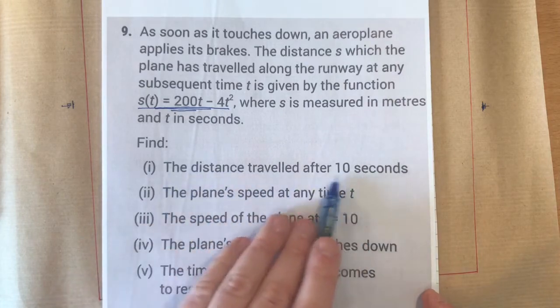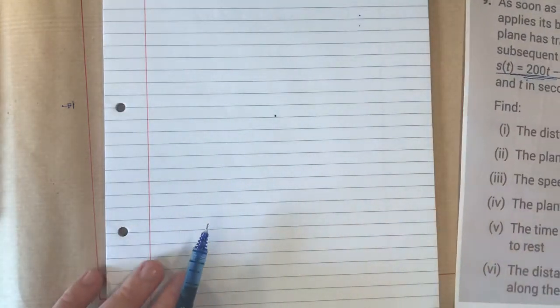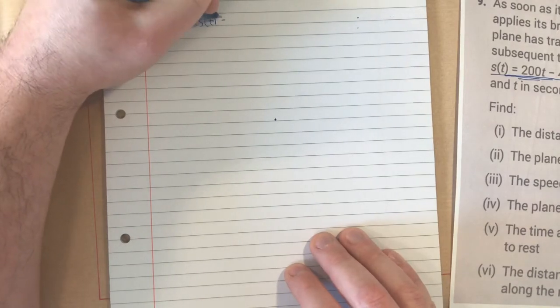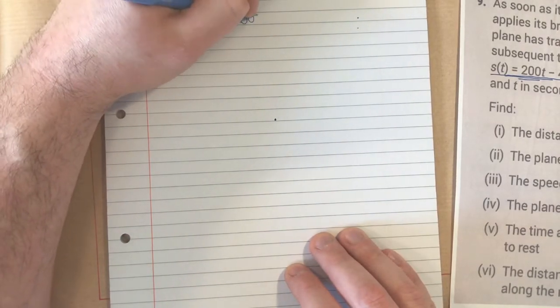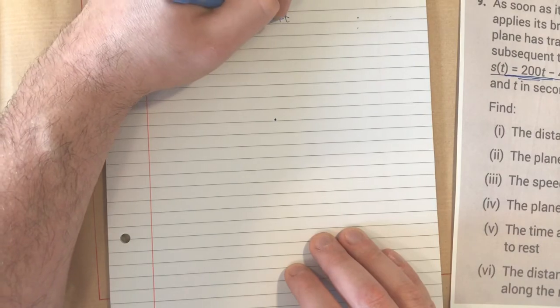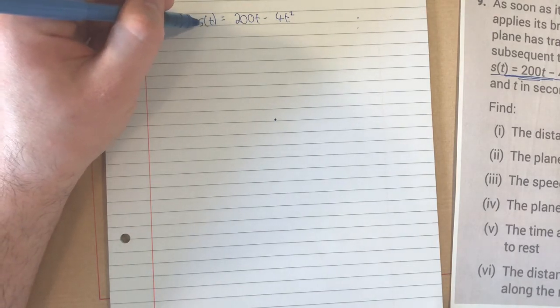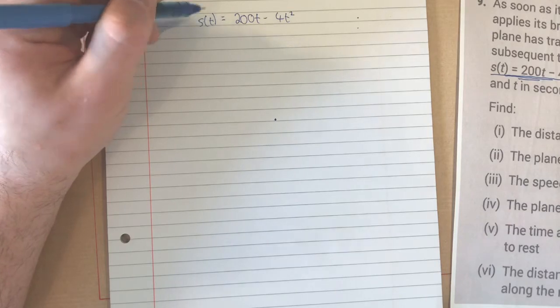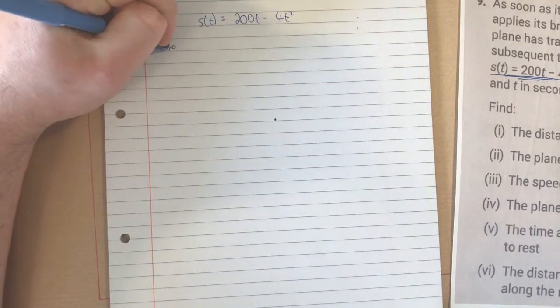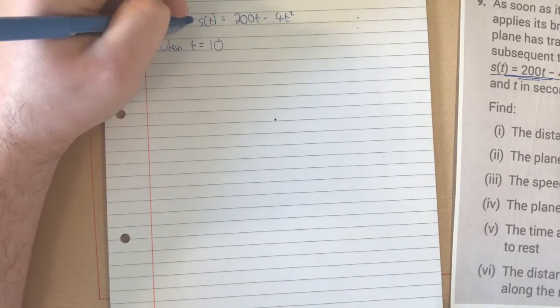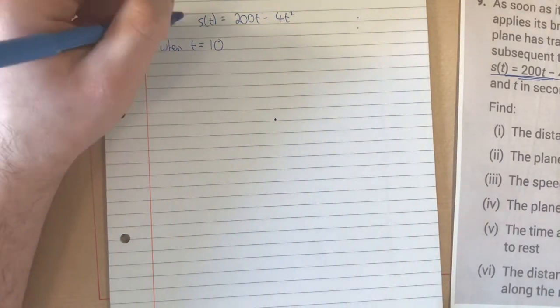So let's take a look at this first question. The distance travelled after 10 seconds. We have this function, s of t is equal to 200t minus 4t squared. That's our function for distance, and we want to know the distance when t is equal to 10. So we are not interested in speed yet, we are only interested in distance.